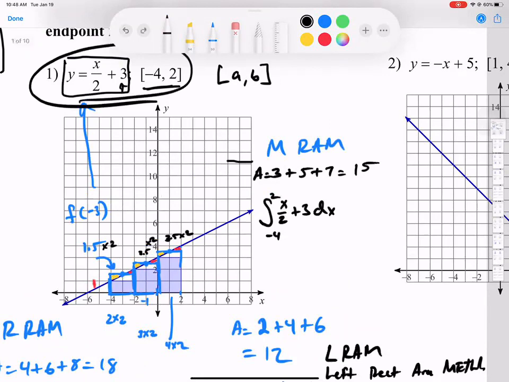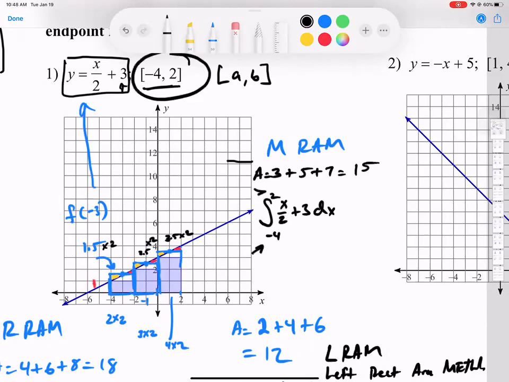Let's examine this one more time to look at the parts. We have our interval from -4 to 2. That's when we want to start and end. We have our function. This is our f of x. That's our y value. And we're going to multiply this by a little bit of dx. So let's go ahead and solve this integral here.